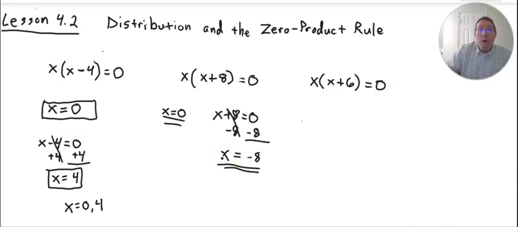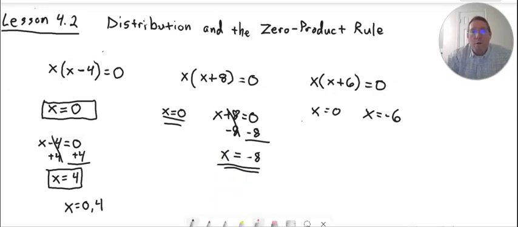So looking at this one, you may say, hey, Mr. Ryan, I already know the answers. Oops, my pen's not working. The answers are x equals 0 and x equals negative 6. And you're correct. Those are the right answers. Well, let's see why those are the right answers.